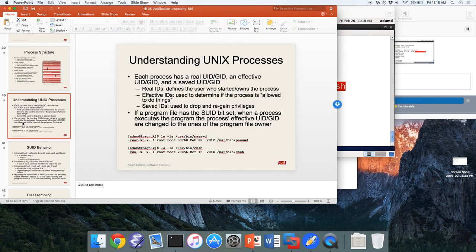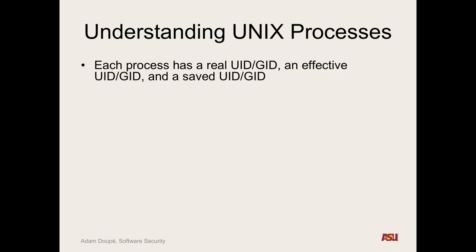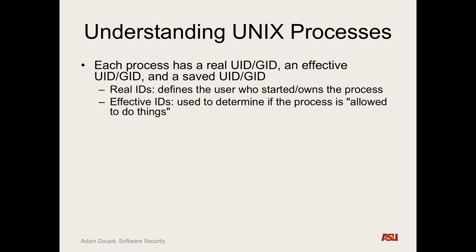So the way this works, we get down to it. Each process has what's called a real user ID, group ID, an effective user ID, group ID, and a saved user ID, group ID. So user ID, group ID, they're all the same but different. The real ID defines the person who actually started and owned that process. So when you execute something, your real ID is going to say, hey, this is actually Adam D who did this. Your effective ID, though, is used to determine if you're allowed to do that thing. That's what's being checked against when you access a file.